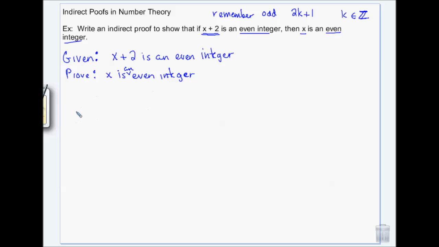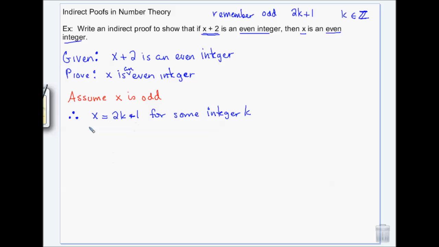All right, so our opposite statement. We're going to assume x is odd. Okay, if x is odd, x has to equal 2k plus 1 for some integer k. I don't know what k equals. I just know that if x is odd, it's of the form 2k plus 1.